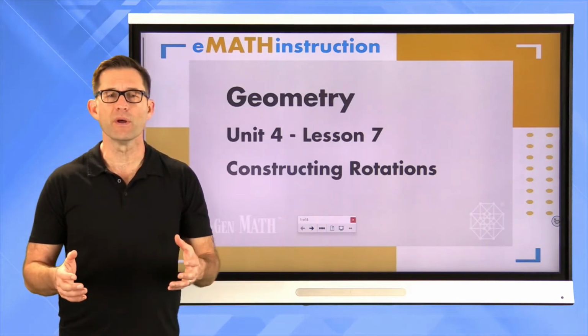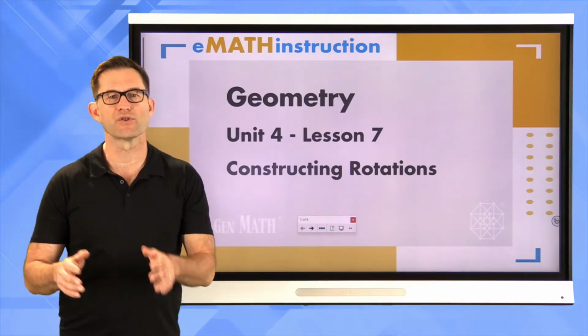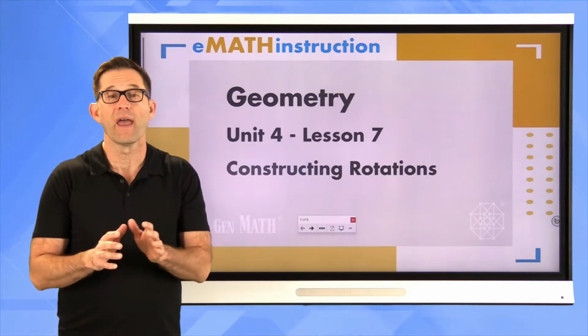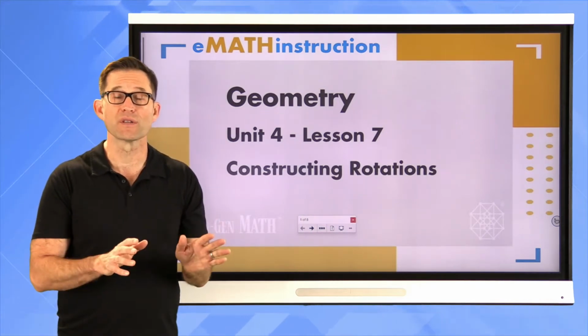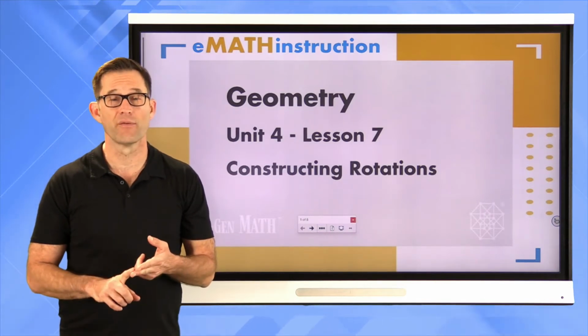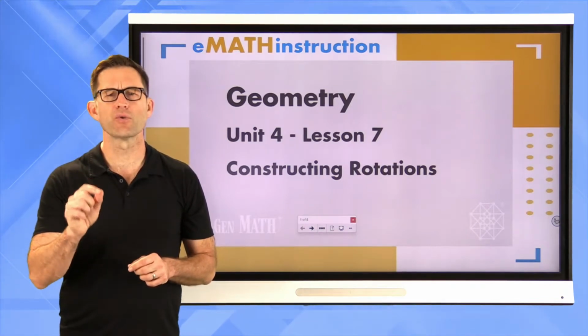So in this unit we've been working on various constructions, right? Parallel line constructions, perpendicular line constructions, angle bisector constructions, okay? And we've also used those constructions to construct both translations at this point and line reflections. Today we're going to see how to construct certain rotations.